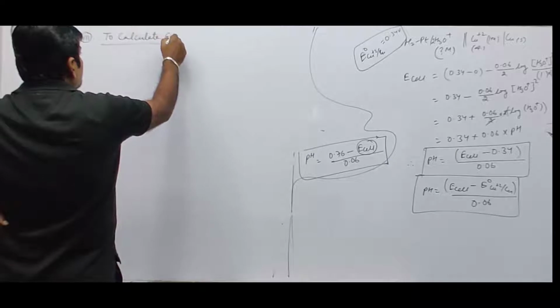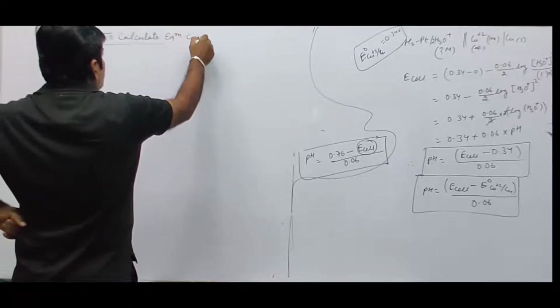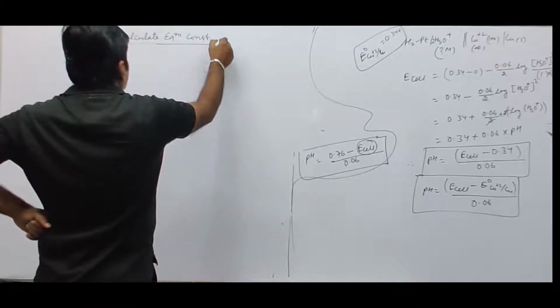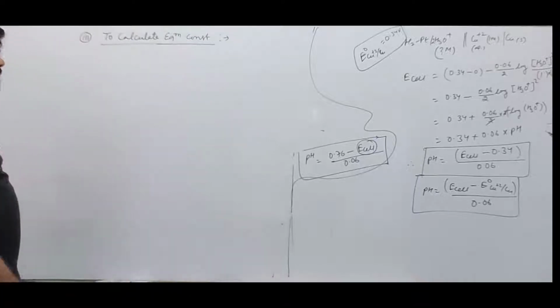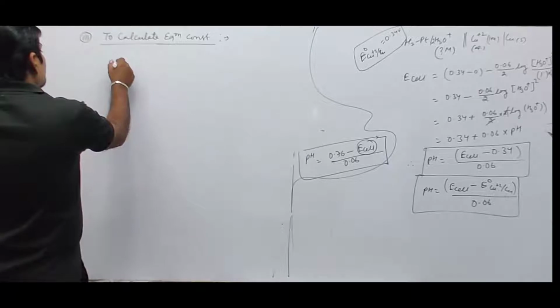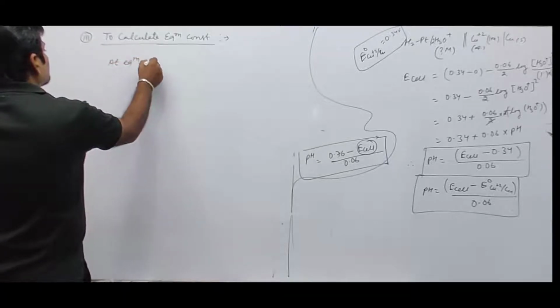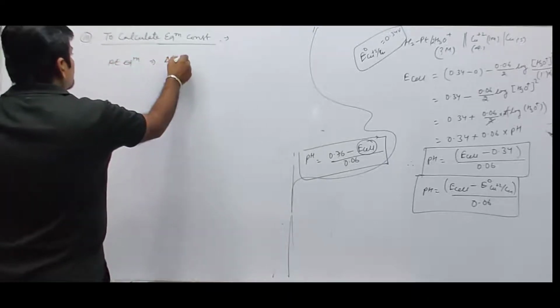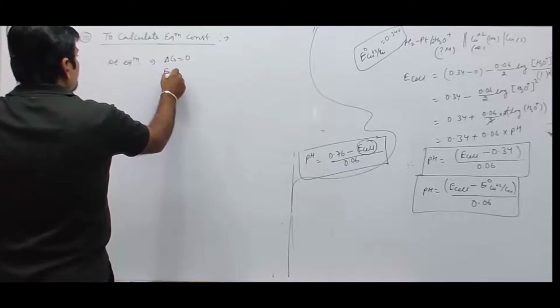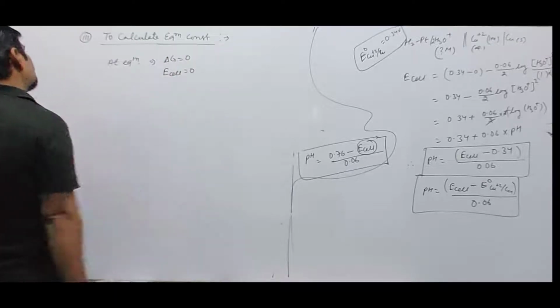Calculate equilibrium constant. How to calculate equilibrium constant? At equilibrium we know that del G equals 0, and EMF of cell equals 0.